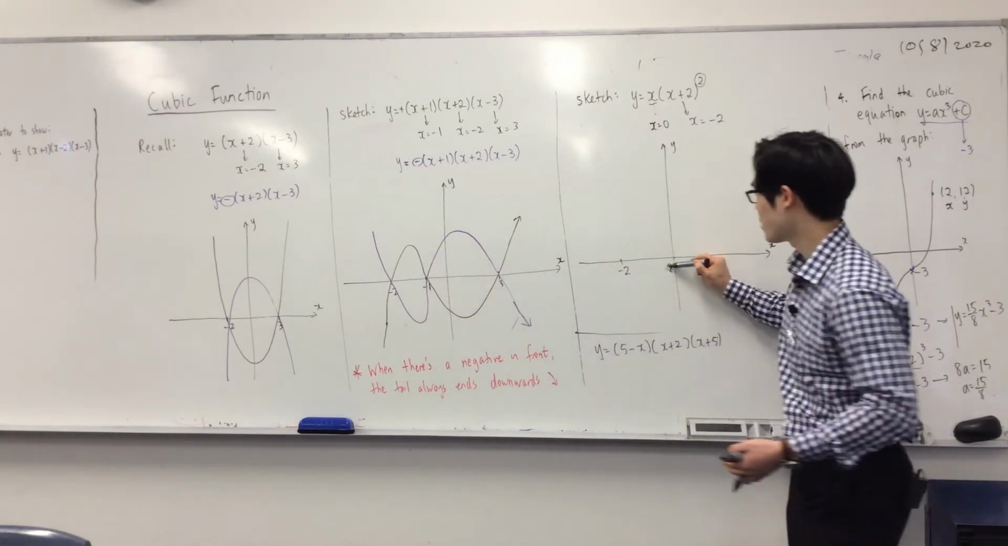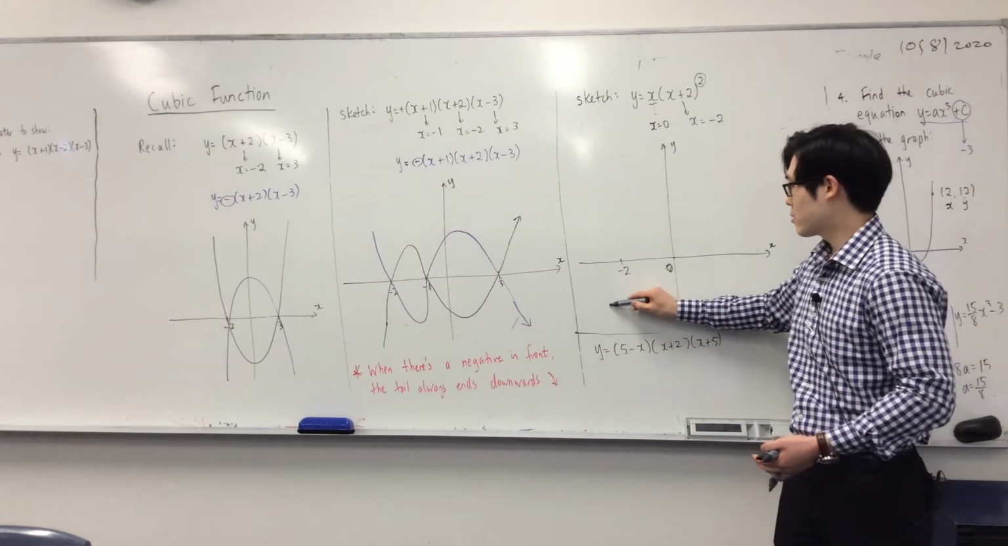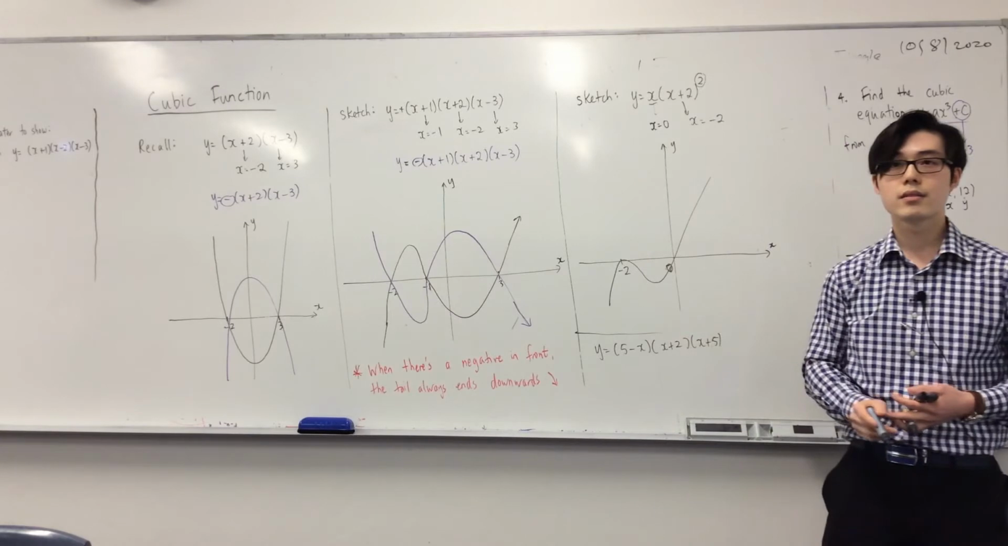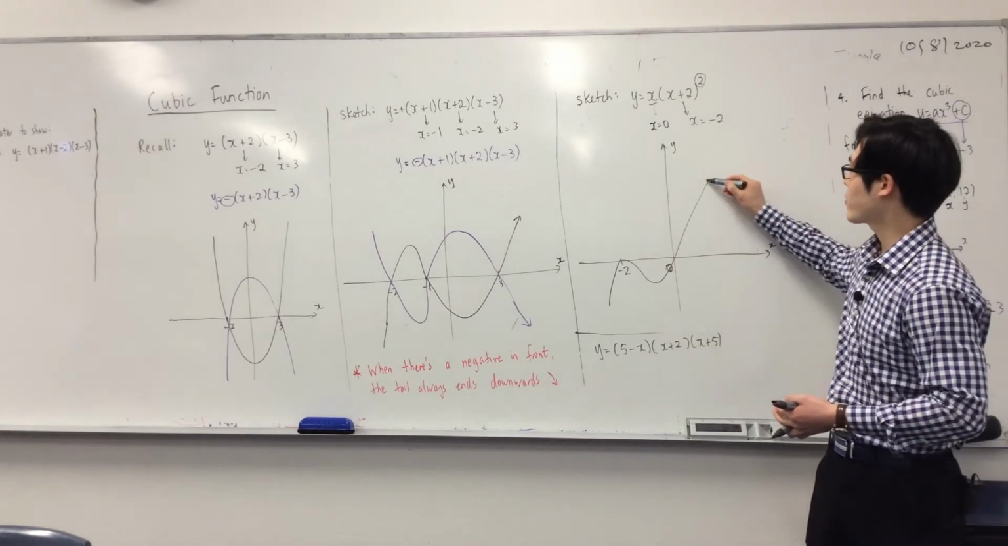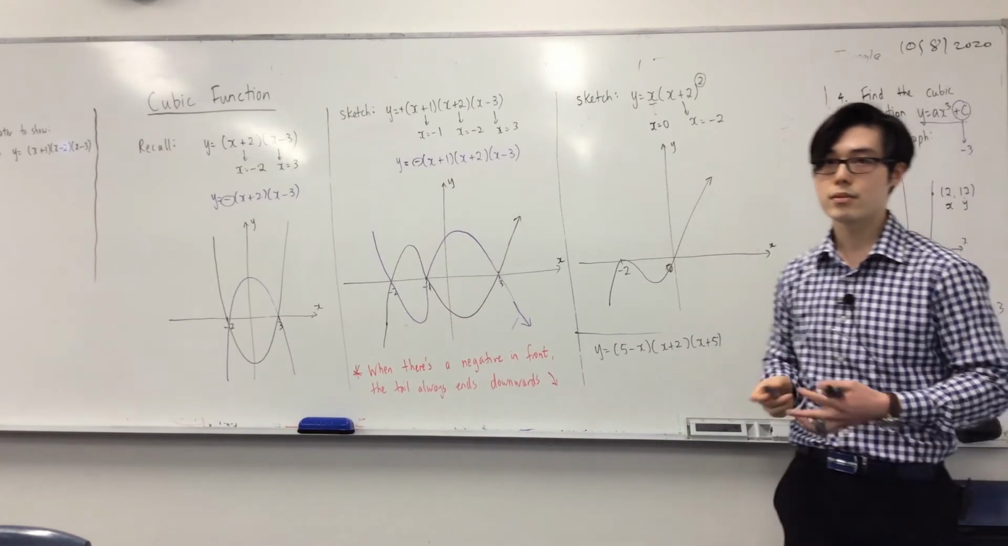But how am I going to draw it if we've only got 2 points? It's going to look like this. Like that. Because it's a positive graph, you always have to end your graph with the tail going up.